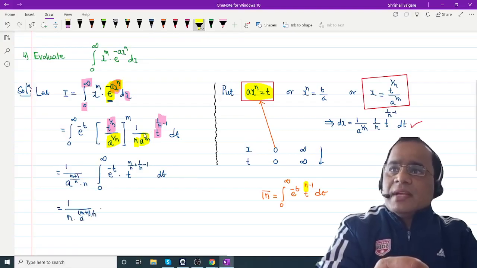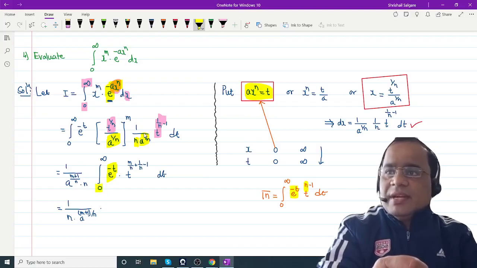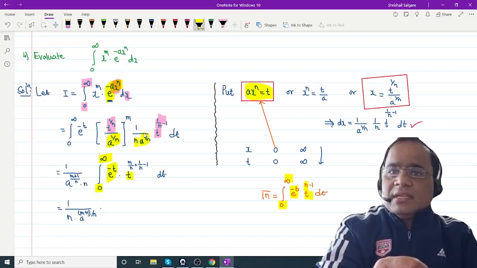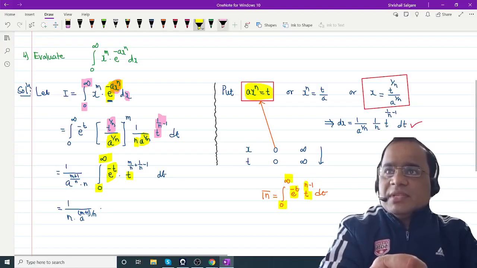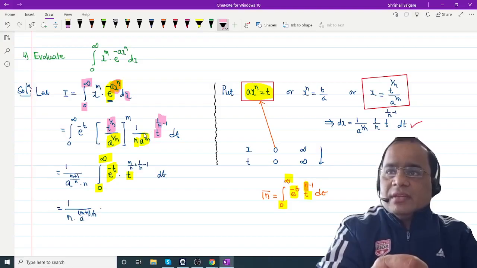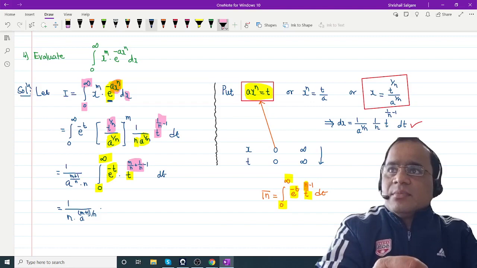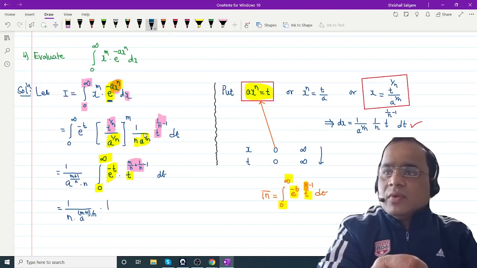You can compare term by term. e raised to minus t, e raised to minus t. Limits 0 to infinity, limits 0 to infinity. t is there, t is there. Something means what? That term only I will write, this one and this one. Something minus 1 you have to write, and the answer is nothing but gamma of that function. What is that term?